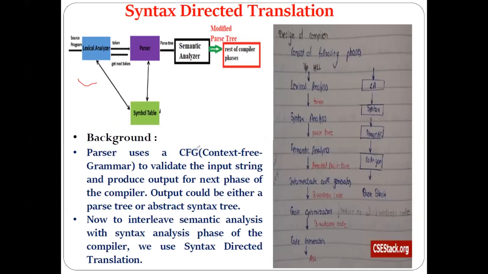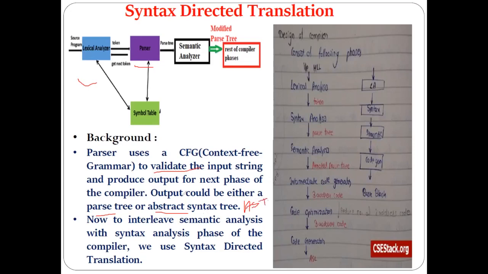Okay, so regarding the parser, or the syntax analyzer, we have seen there is a utilization of context-free grammar to check whether your input string is syntactically correct or not. Or to validate your input string, there is utilization of context-free grammar. And then your parser generates the output for the next phase of the compiler, that is, for the semantic analyzer. And that output of the parser is nothing but a parse tree, or you can also call that output of the parser an abstract syntax tree, AST. The parse tree is also called an abstract syntax tree.